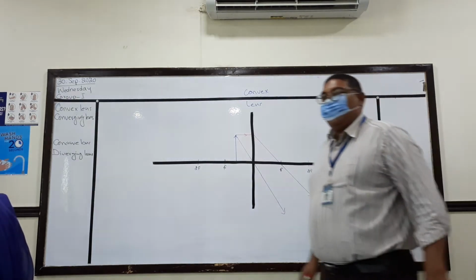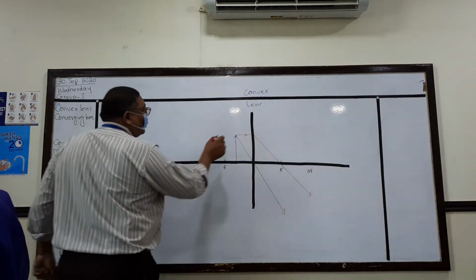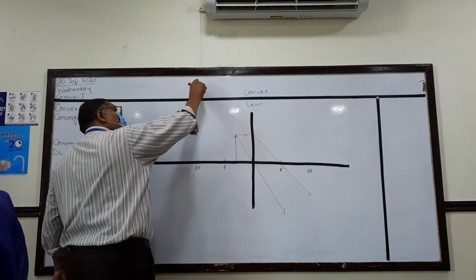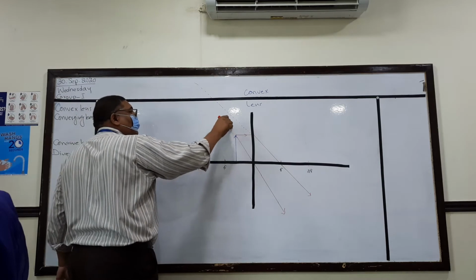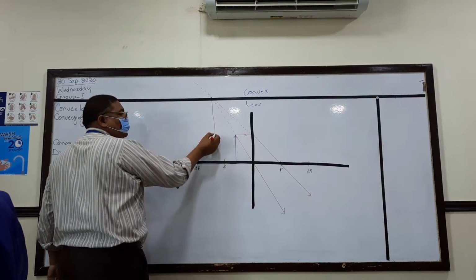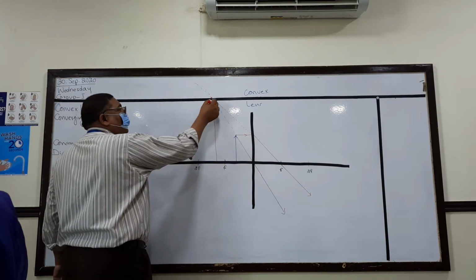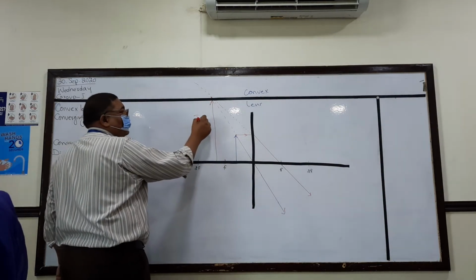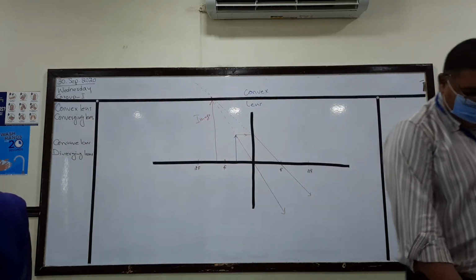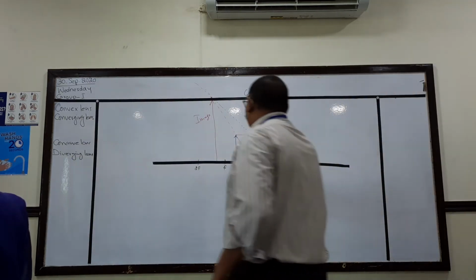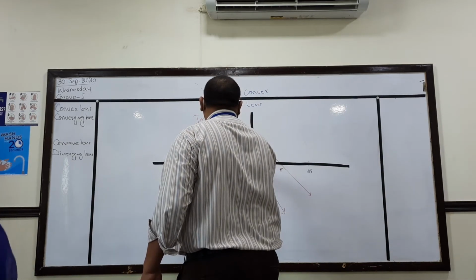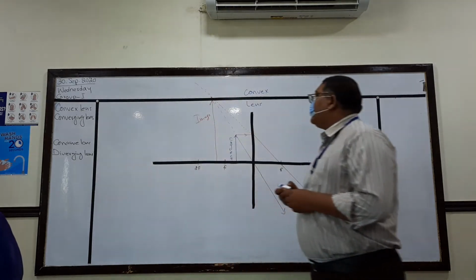But if I prolong them behind the lens, if I prolong them behind the lens, you see, they will intersect. If you prolong them behind the lens, they will intersect.